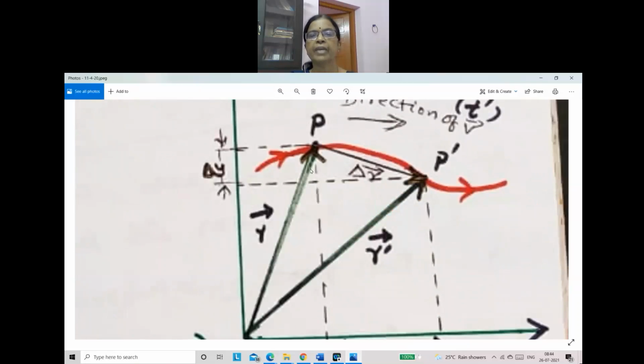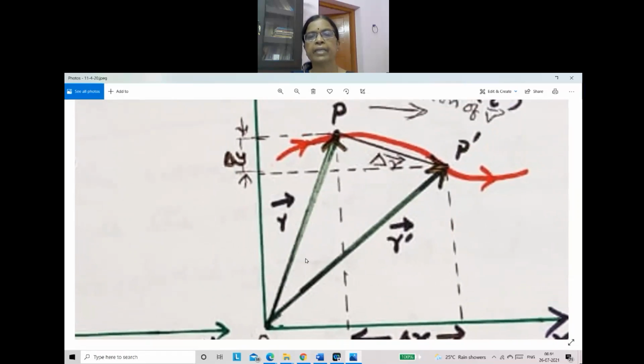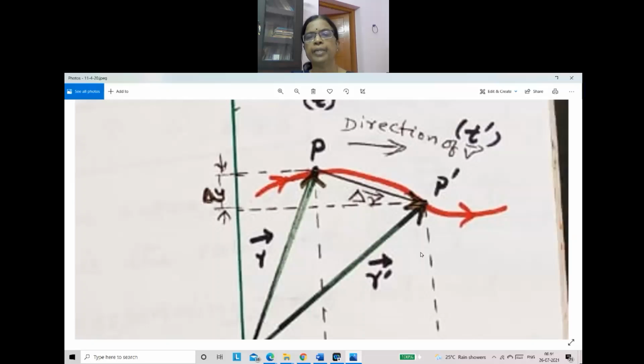So position vector, vector R equal to x i cap plus y j cap. Position vector R dash equal to x dash i cap plus y dash j cap, and displacement vector is subtracting that. That means vector R dash minus vector R will give the displacement vector. It is denoted with vector delta R. PP dash is written as delta R. Direction of motion is from P to P dash.